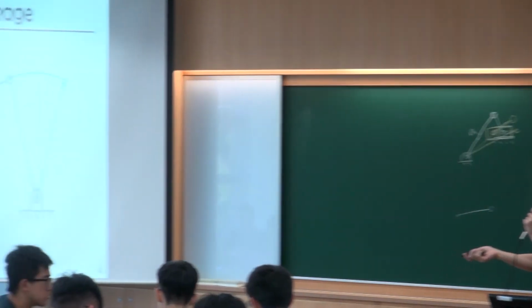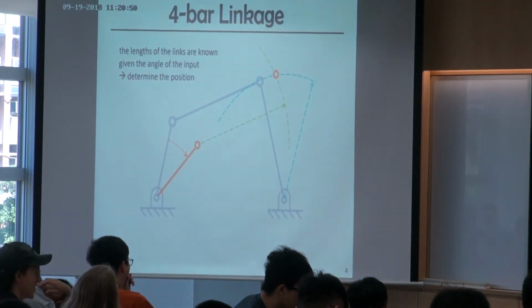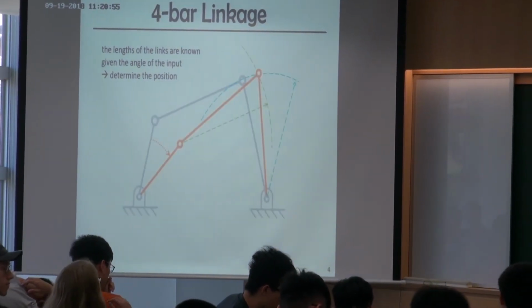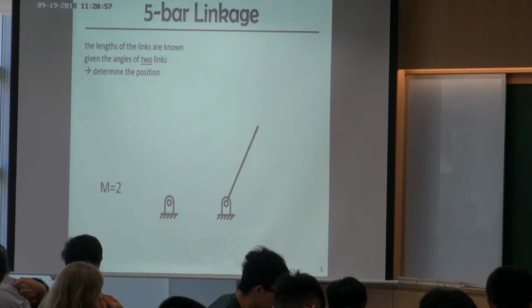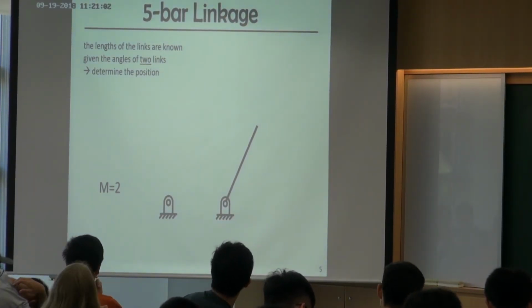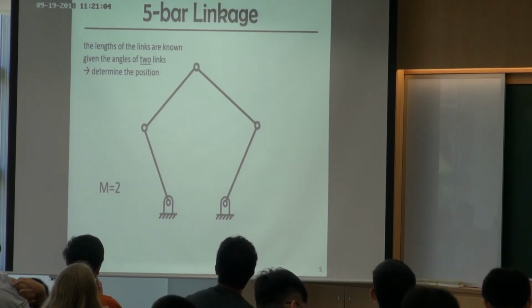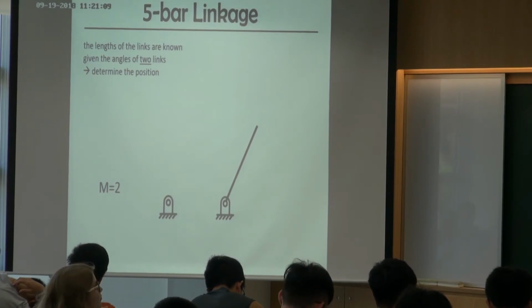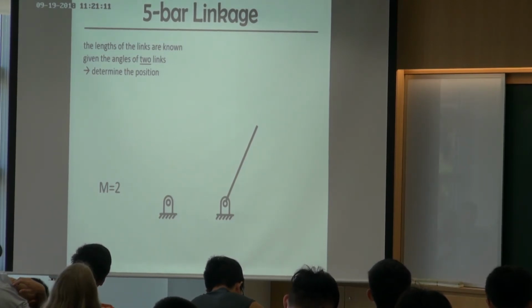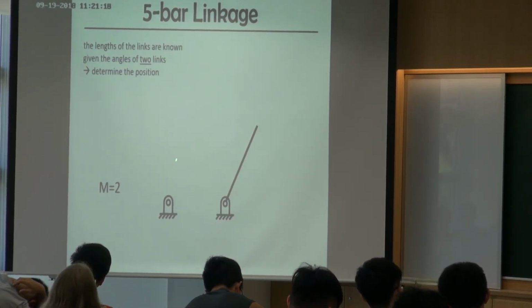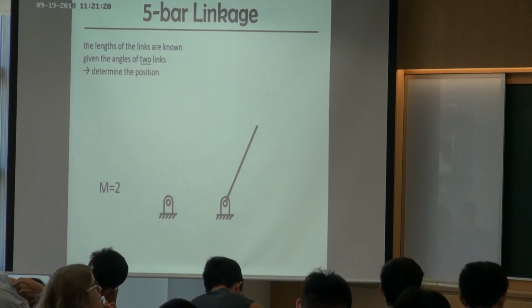For this 4-bar mechanism, I think it's fairly simple to do the position analysis. And here we try another example. We try a 5-bar linkage. So this one is going to have 5 bars. Defining the position of a 5-bar linkage is actually very similar to a 4-bar mechanism. Suppose we know all the lengths of the links. I haven't drawn it, but suppose we know.